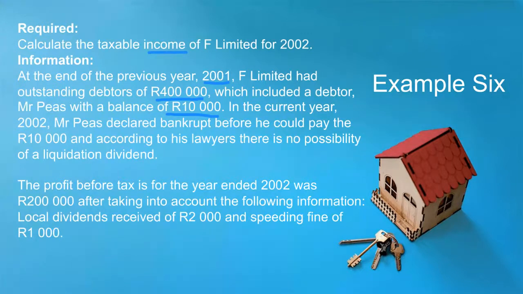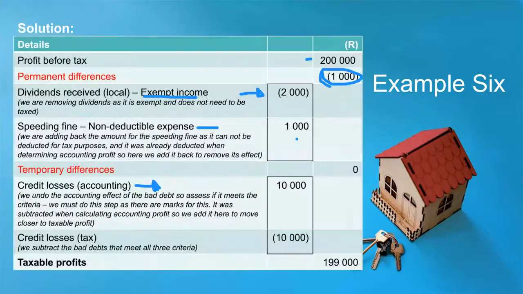However, one of them has not been included in taxable profits before. Now, that is when this method of preparing the taxable profits is important. You need to remove the effect of all of the debtors, the accounting effect of all of the debtors, but then only account for the debtors that meet the criteria.